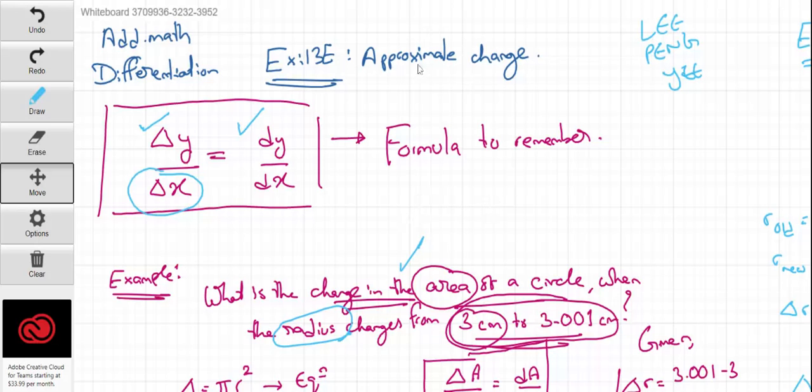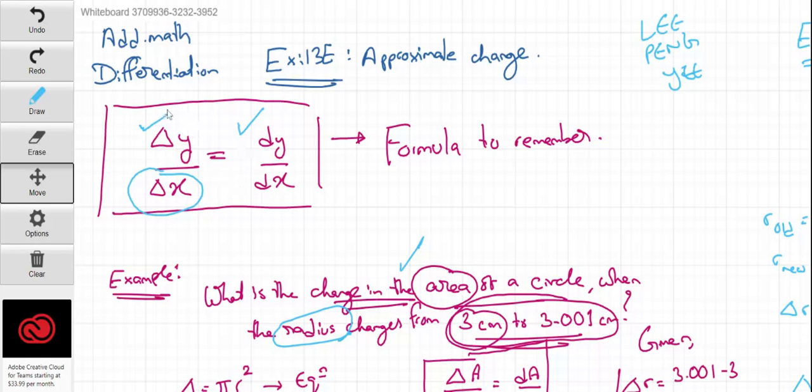Anyway, so this is exercise 13E of your ad math book. All right, this deals with approximate change. Now the idea here is this formula. This formula is the essential formula here. It says delta y divided by delta x is equal to the value of dy by dx.